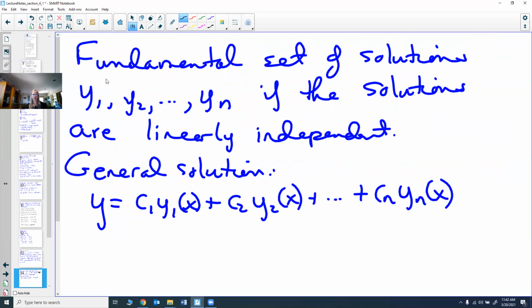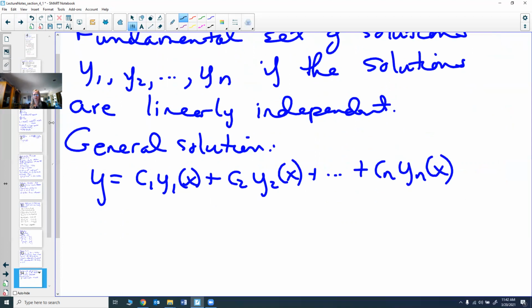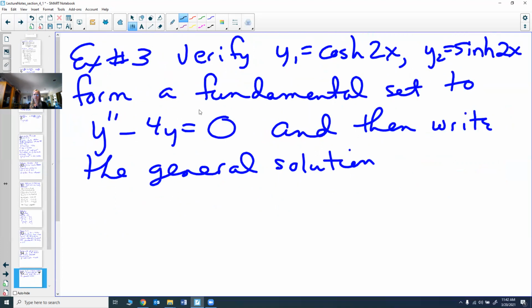And when we deal with that, we also can then have a fundamental set of solutions. This is a set of solutions that is linearly independent. If these solutions are linearly independent, then your general solution is y equals c1 times y1 plus c2 times y2, all the way up to cn times yn. All right. So let's try a problem.